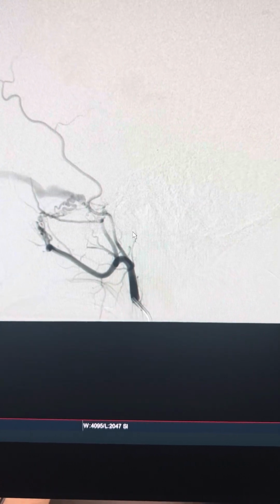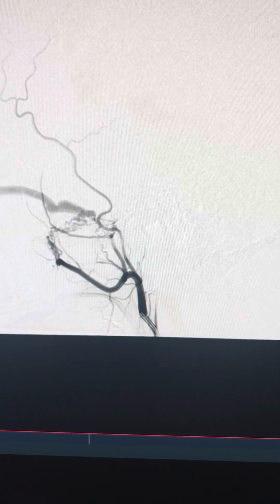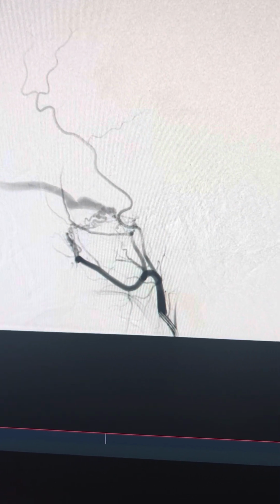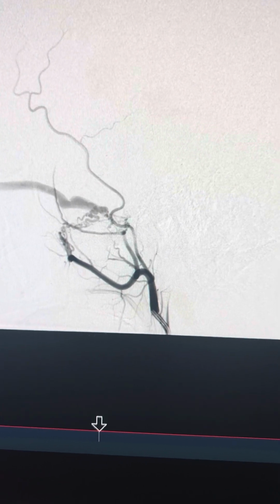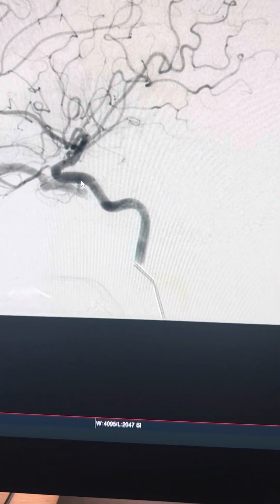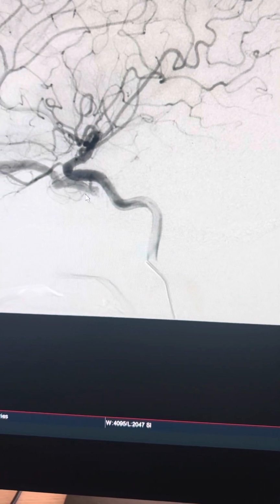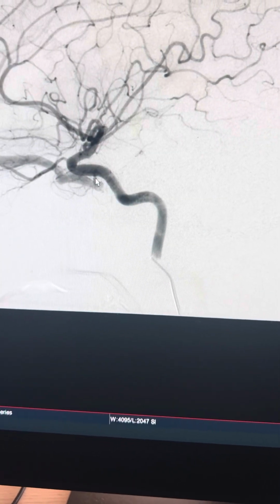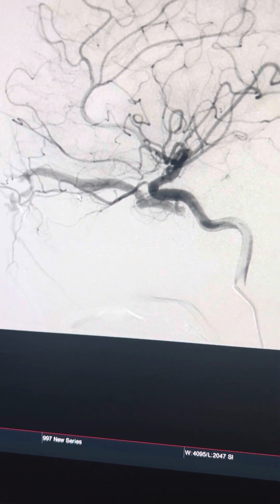There are some probable other branches as well coming off from the same location, but most of this was from the external carotid. Now the internal carotid unfortunately was also showing this small branch over here, which is coming off from the cavernous carotid artery, which goes in and again fills this vein, as you can see over here.